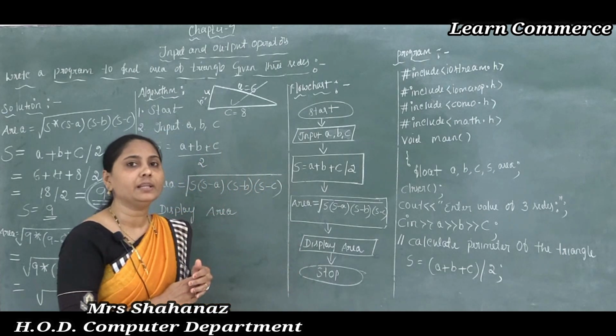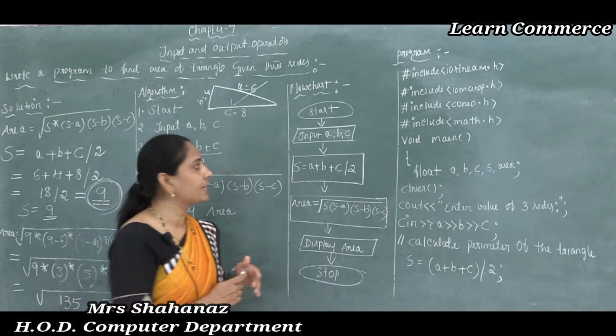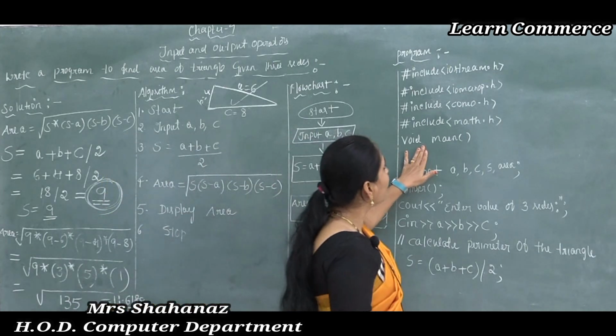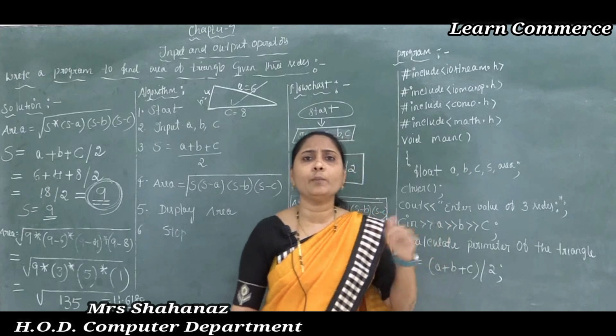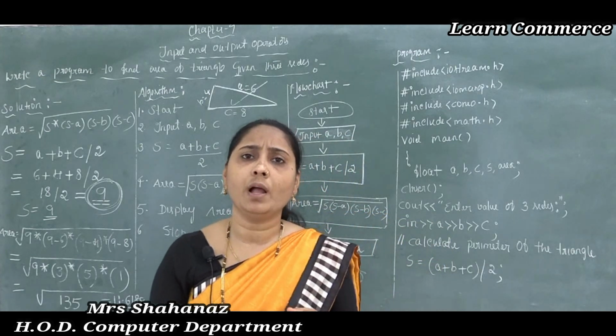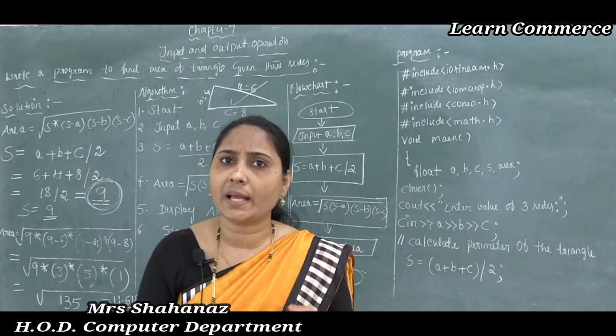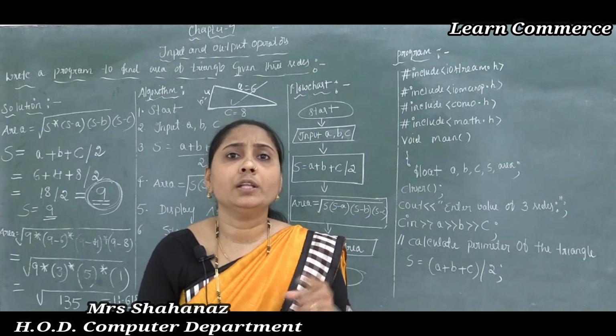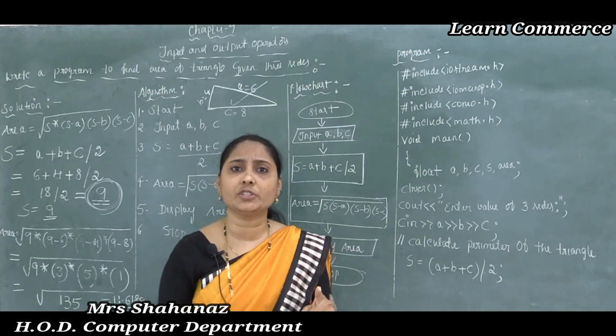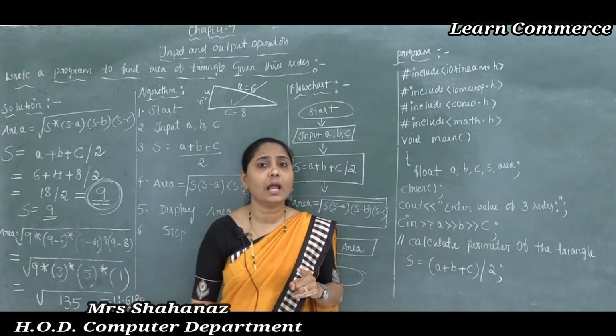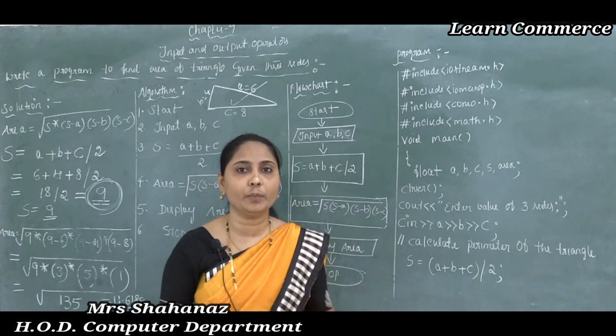Just to find the area of a triangle given its 3 sides. Now let's write the program. Whatever variables I want to input into the program, first of all, the first header file to use is called hash include iostream.h.